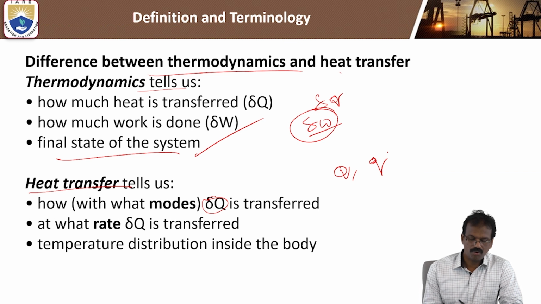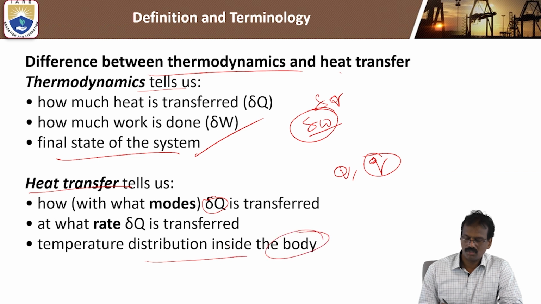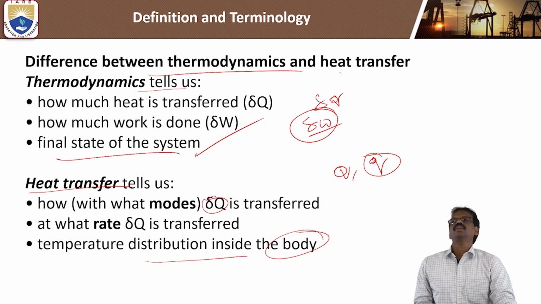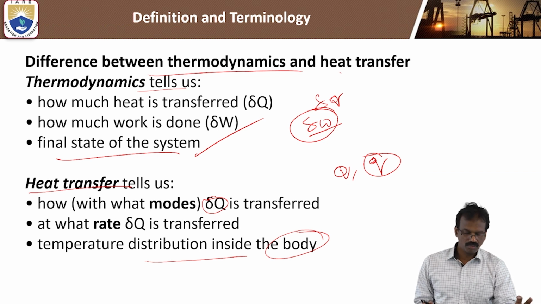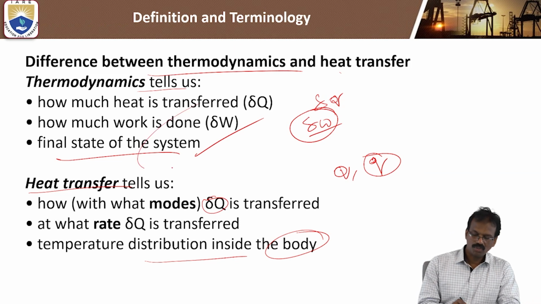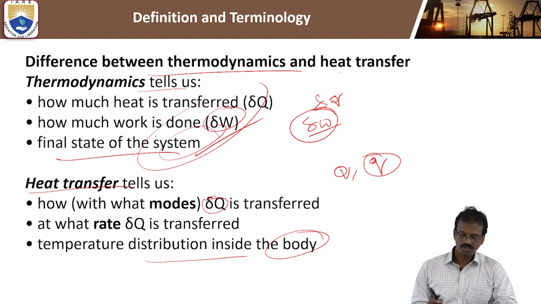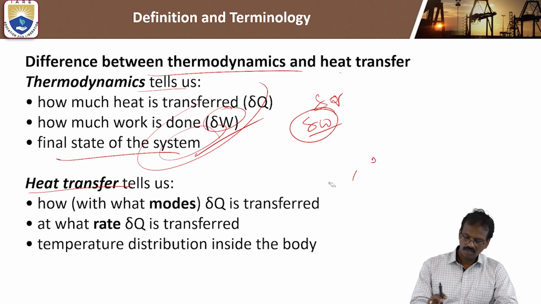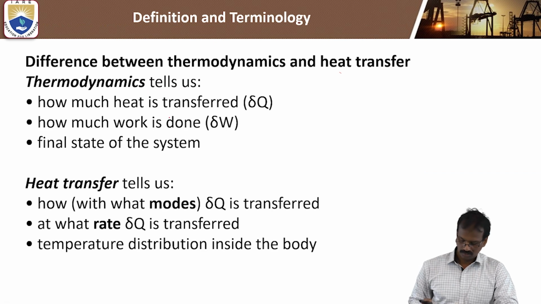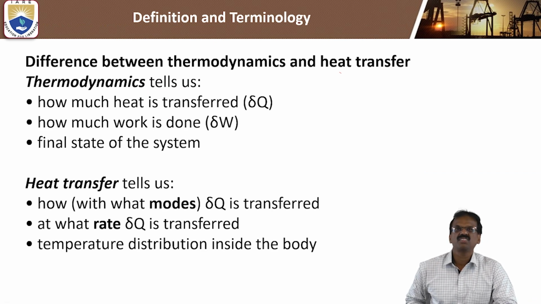At what rate? At what rate means small q. You can find out the temperature distribution inside the body, only in the body. So rate of heat transfer or heat flux. You can focus in heat transfer only on the Q or small q, but thermodynamics focuses on work done also, and the final state of the system also. Here only heat transfer rate or heat flux only. No need of explaining about the energy. Here only heat transfer rates.